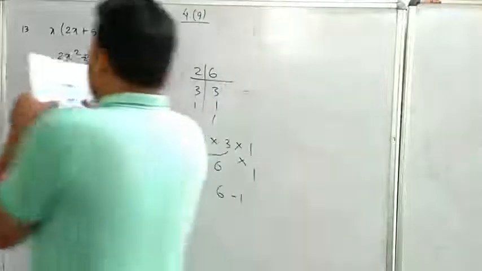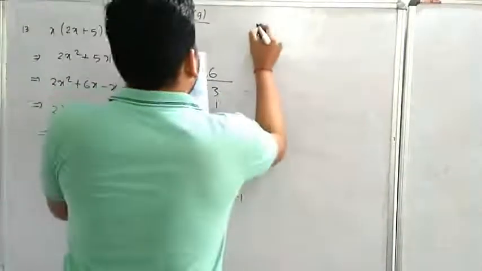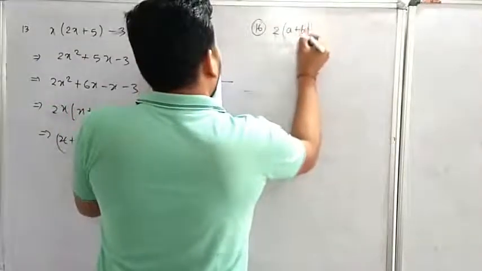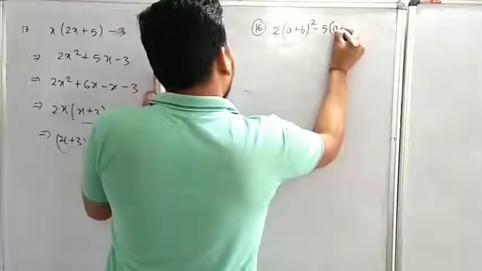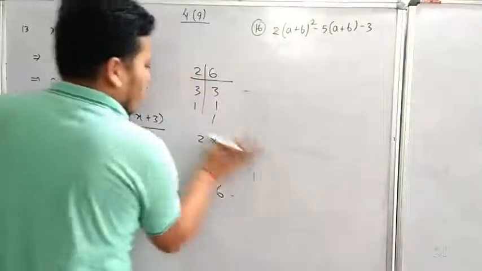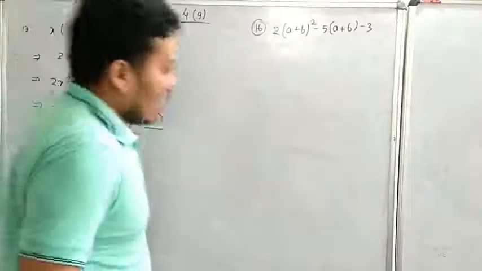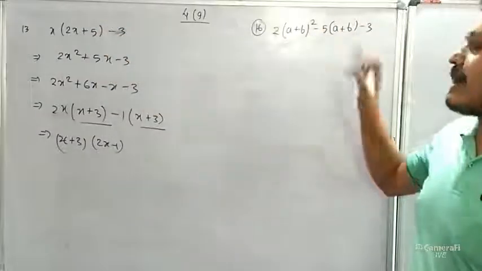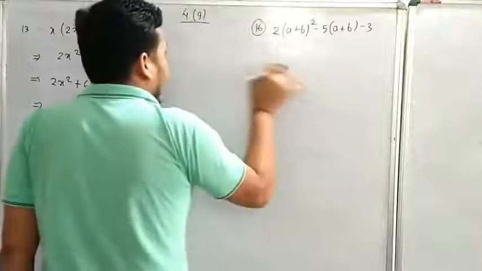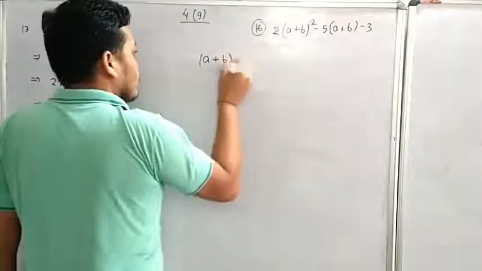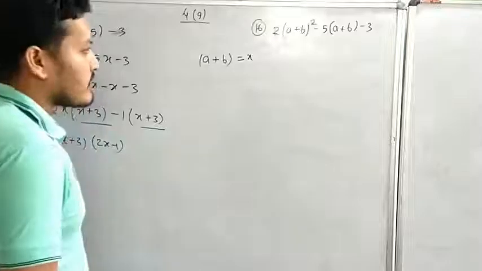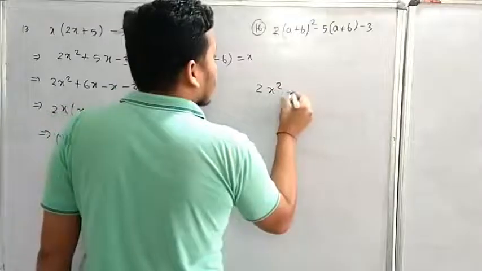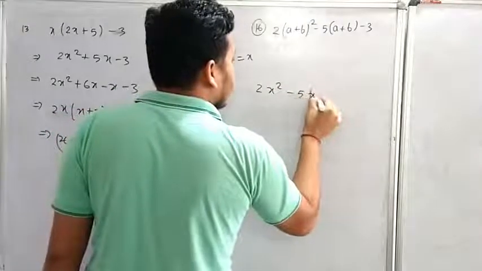Okay, now the last question I am taking from this exercise, question number 16. It is 2(a plus b) whole square minus 5(a plus b) minus 3. तो in this case, यहाँ पे x आया था, but here it is a plus b. तो in this type of question, we can take a plus b is equal to x. Let a plus b is equal to x. प्रॉब्लम जो बड़ा क्वेश्चन दिख रहा है शॉर्ट बन जाएगा, बाकी कुछ नहीं है. कितना हो जाएगा 2x square minus 5x minus 3.